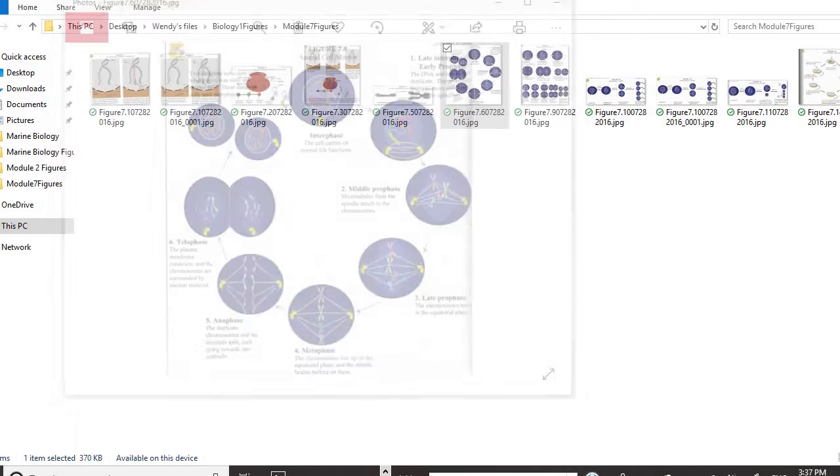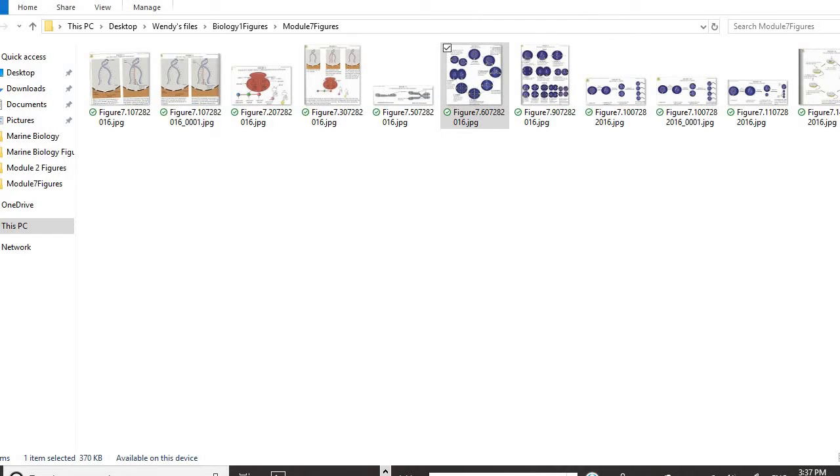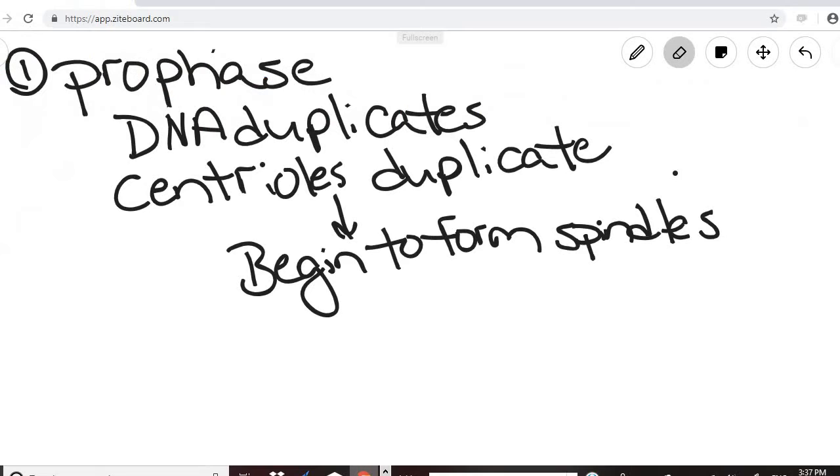If we go back to our whiteboard, then we would go into the next phase. So P on the mat. The next phase is metaphase.